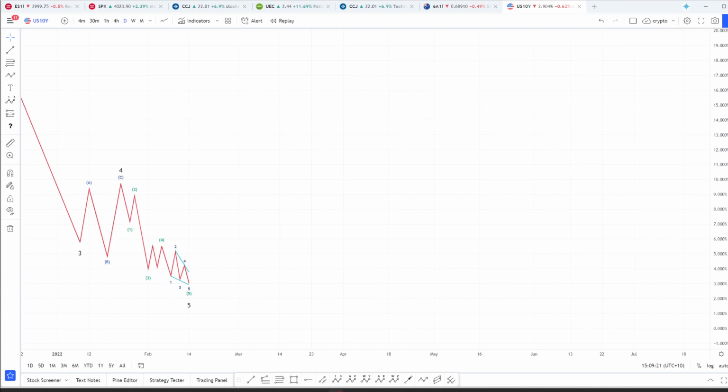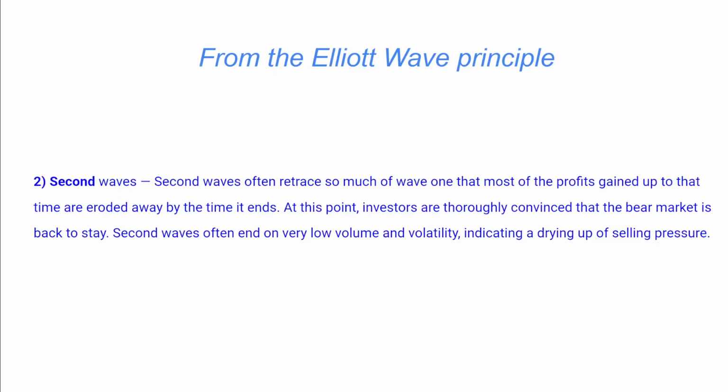So now let's think about wave twos or second waves. Second waves often retrace so much of wave one that most of the profits gained up to that time are eroded away by the time it ends. At this point, investors are thoroughly convinced that the bear market is back to stay. Second waves often end on very low volume and volatility, indicating a drying up of selling pressure.